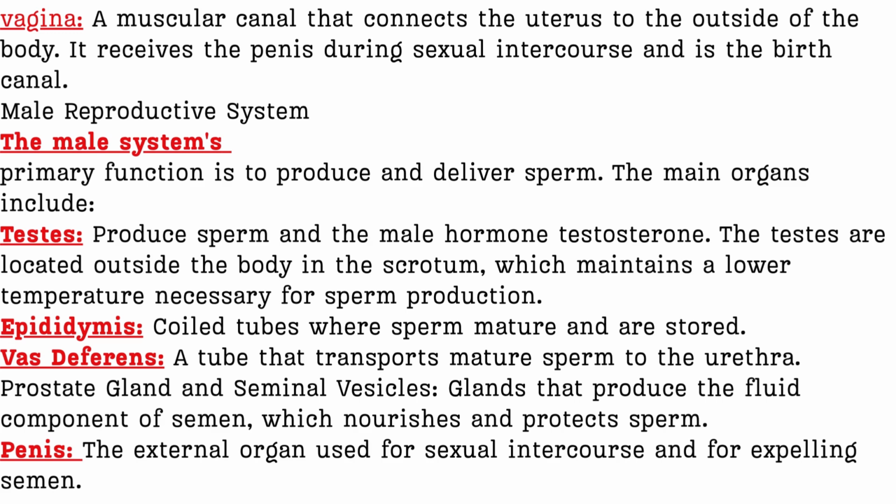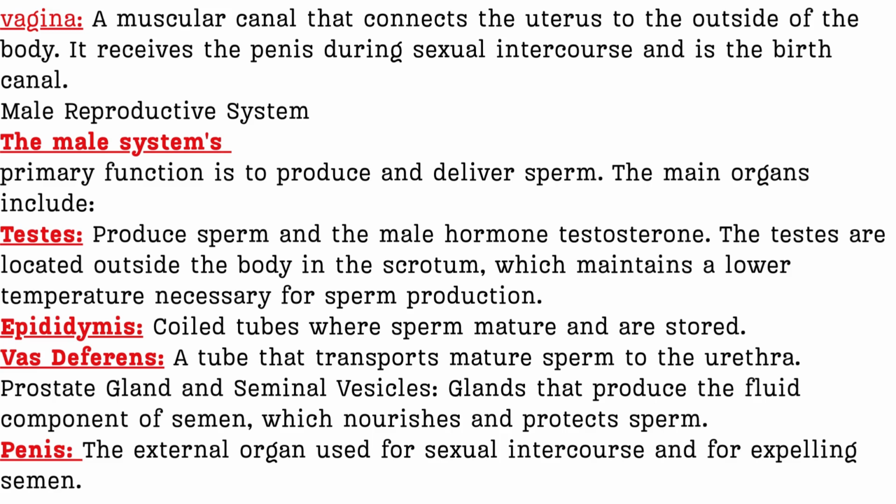The first one is the testes. It produces sperm and the male hormone testosterone. The testes are located outside the body in the scrotum, which maintains a lower temperature necessary for sperm protection.